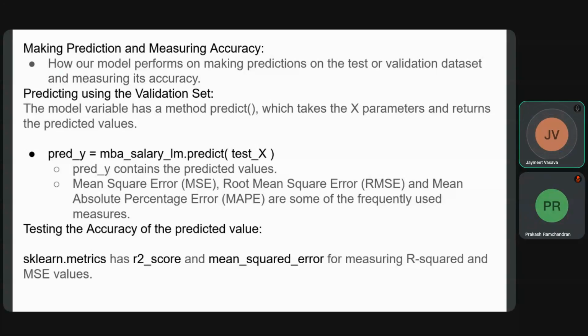Now making the prediction and checking the accuracy of the model that we have made. Predicting using the validation set, the model variable has a method predict, which takes the x parameters and returns the predicted values. We'll be saving these values into pred_y and using the MBA salary LM to make the predictions on test x.